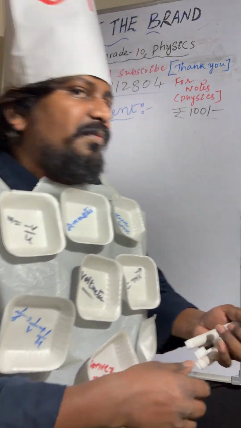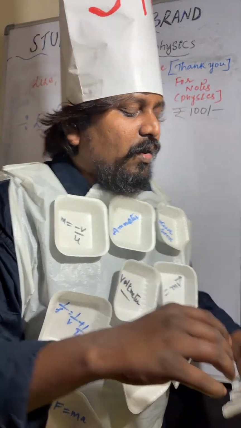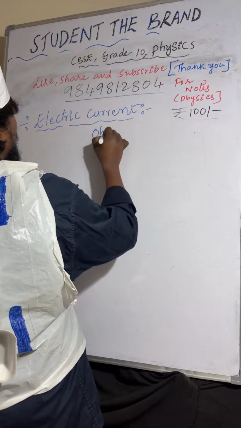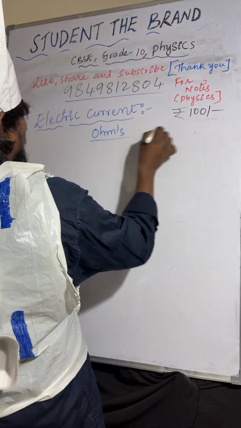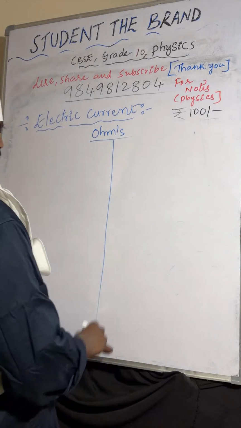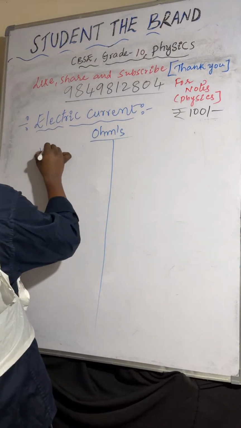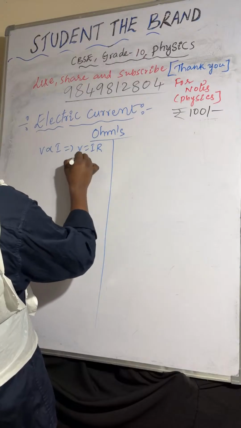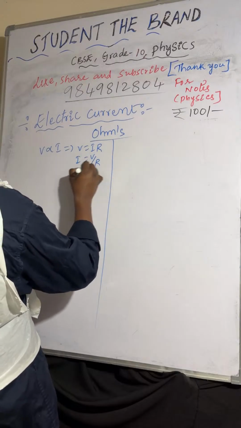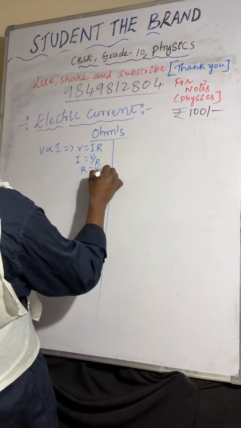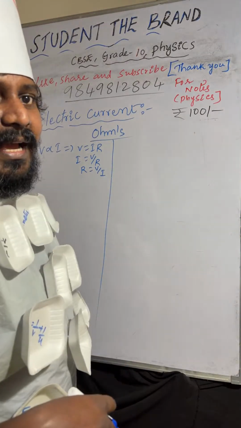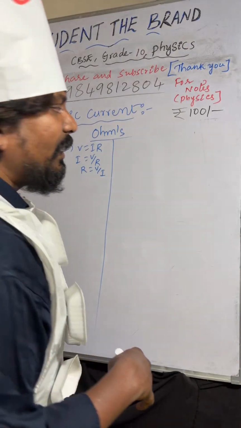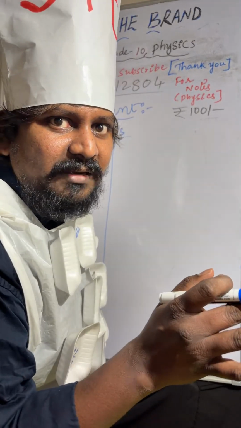Okay, so now we will discuss Ohm's law. What are the required materials? First, V is directly proportional to I. V equals IR. I equals V by R, and R equals V by I. Yes or no?